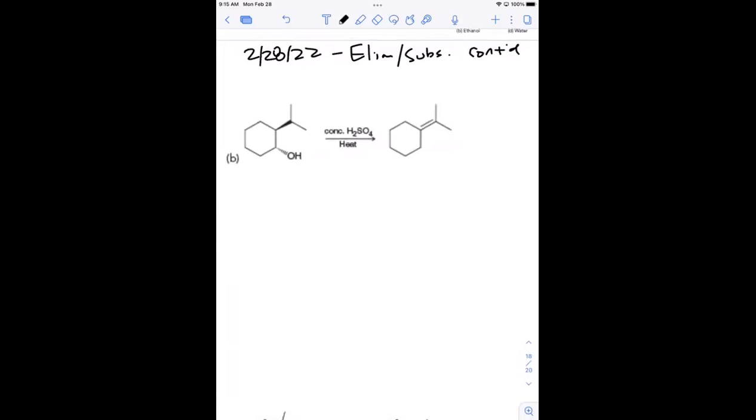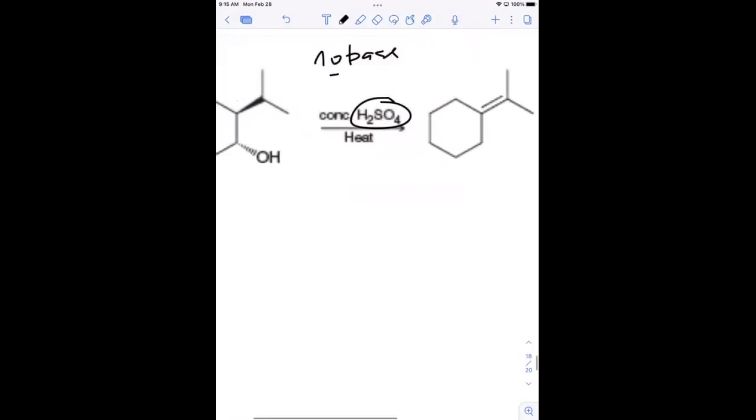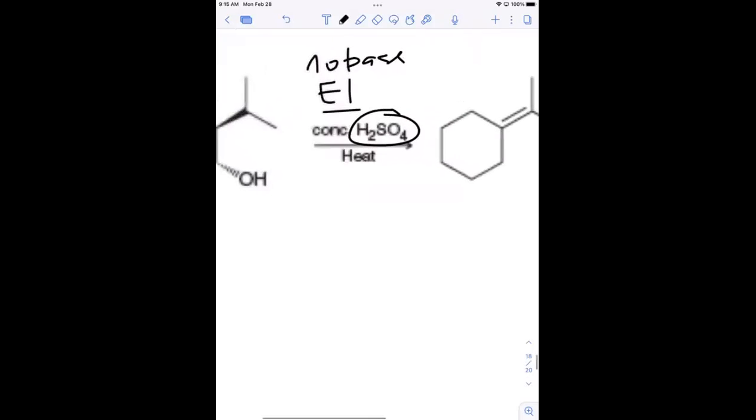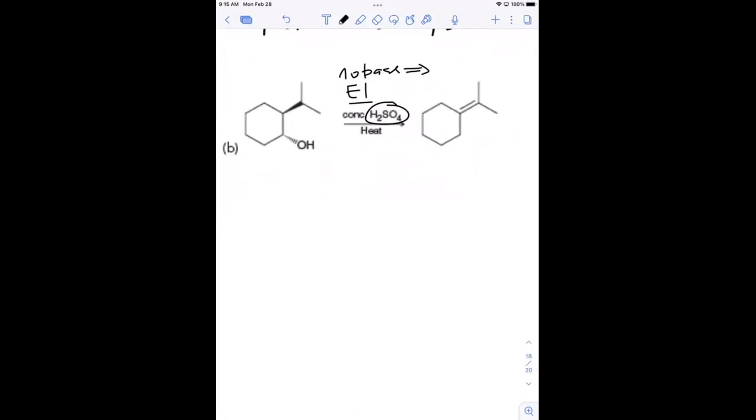Aprotic solvent. Aprotic solvents, good. What else? One other thing that's absolutely necessary. You can't do it without it. A base, right? So there's no base here. So if there's no base, then we know that this can't be E2, right? Sulfuric acid is not a base. So we know that it has to be what? E1. Is that right? Yeah. All right. So let's go through the mechanism.